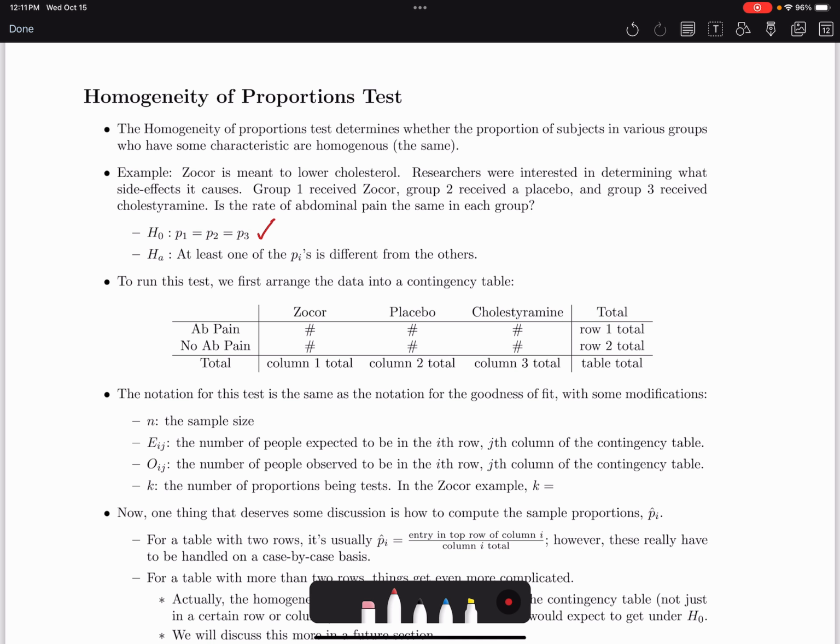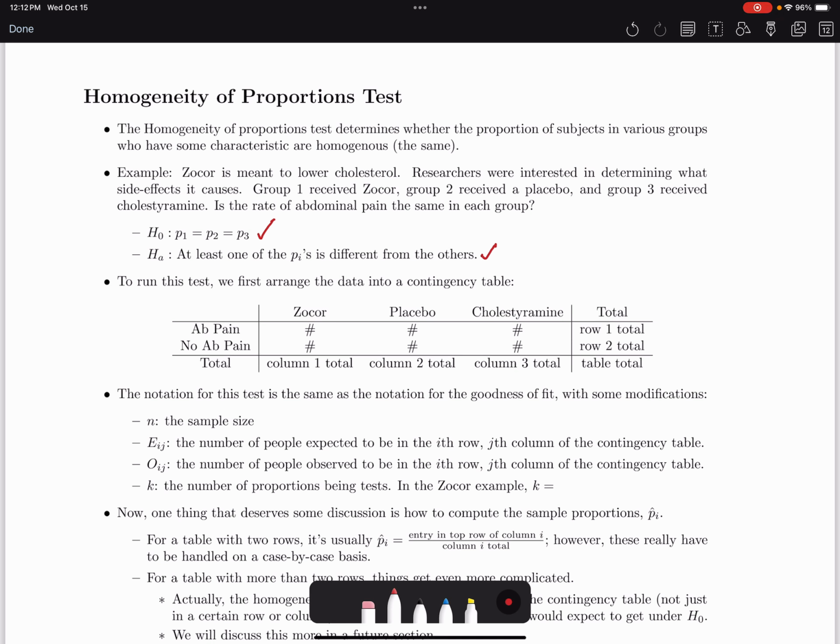Now, once again, we're just going to state our alternative hypothesis in words, like we did for the goodness of fit test, because there are multiple ways that the null hypothesis could fail to be true. It could be that P1, P2, and P3 are all distinct from each other, or it could be P1 and P2 are the same, but P3 is different, right? Or it could be that P2 and P3 are the same, but P1 is different. Or it could be that P1 and P3 are the same, P2 is different. So there are a whole bunch of ways that H null could fail. So rather than writing down each individual way, we just say the alternative is that at least one of the proportions is different from the others, okay?